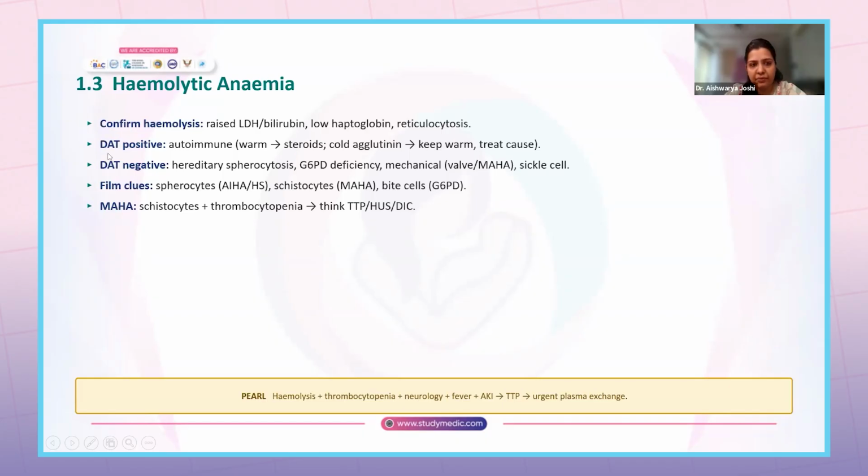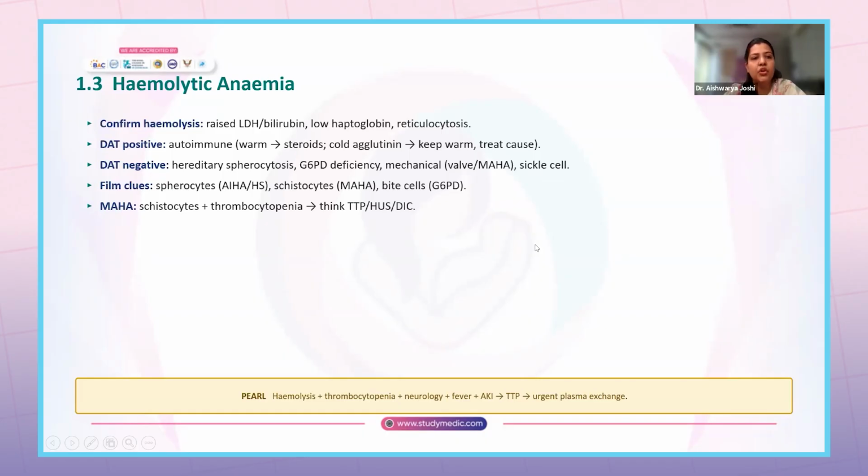If it is DAT negative, then it could be hereditary spherocytosis, G6PD deficiency, presence of mechanical cardiac valve, or it could be microangiopathic hemolytic anemia, or presence of sickle cell disease. So this is also a condition of hemolysis, but without the presence of antibodies.